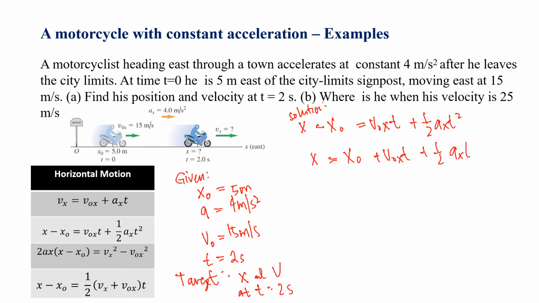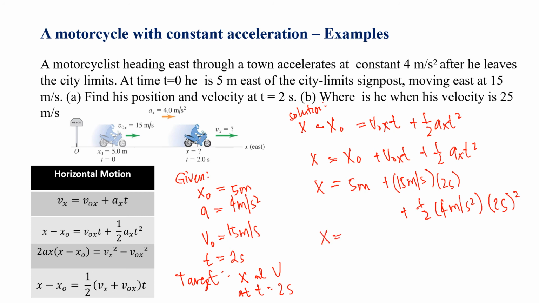1/2 a t squared. Your x is equal to 5 meters plus 15 meters per second times 2 seconds plus 1/2 acceleration of 4 meters per second squared times time 2 seconds squared. Your x is equal to 43 meters.